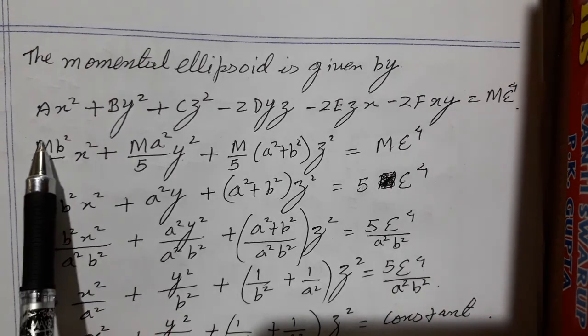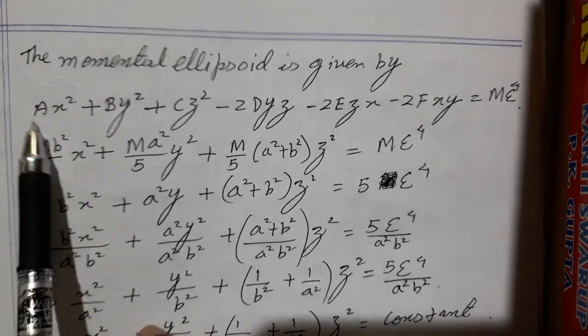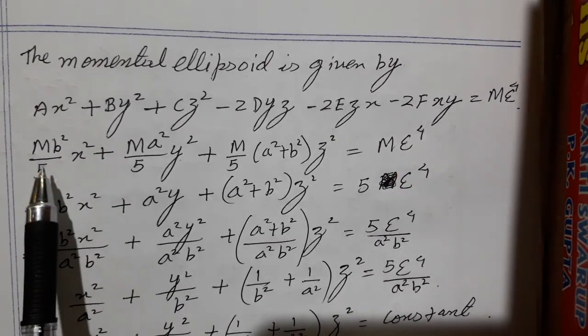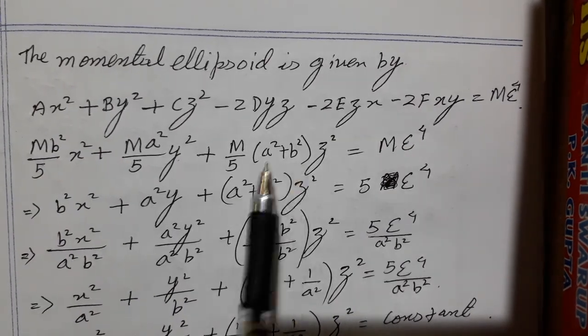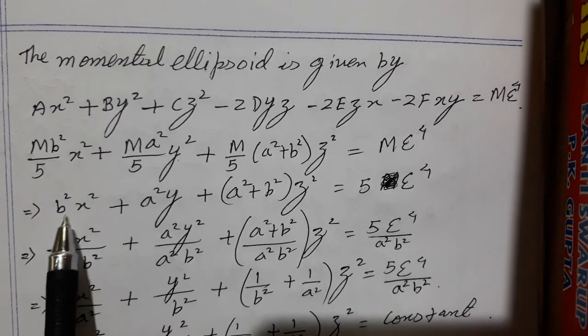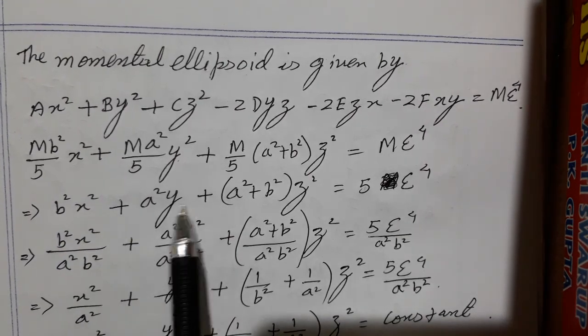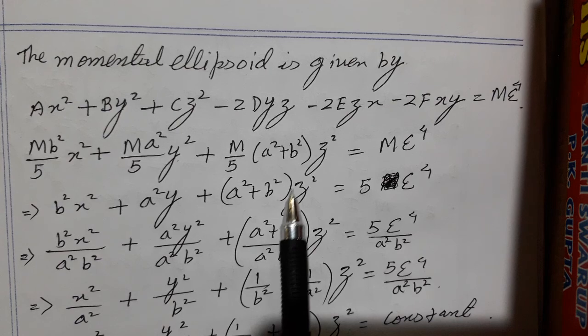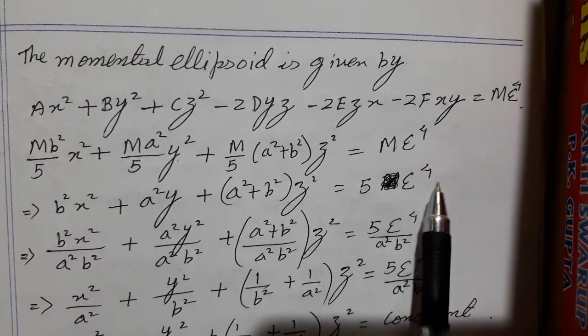After that, we can cancel m throughout. So m here will be cancelled, and 5 is multiplied to this side, so we get 5 epsilon 4. Now we have b squared x squared plus a squared y squared plus a squared plus b squared z squared, which is equal to 5 epsilon 4.